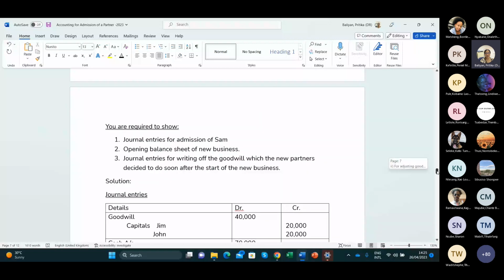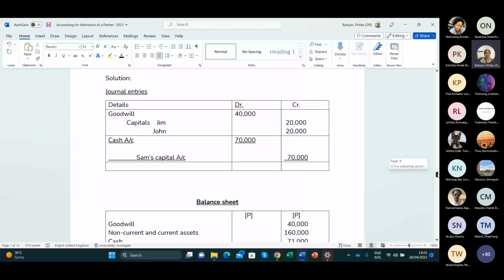So for that, we make an entry. He brings the capital, it increases the cash or cash at bank. So debit cash account or bank account with 70,000, from Sam's capital account. It's because he provided it as capital into the business.